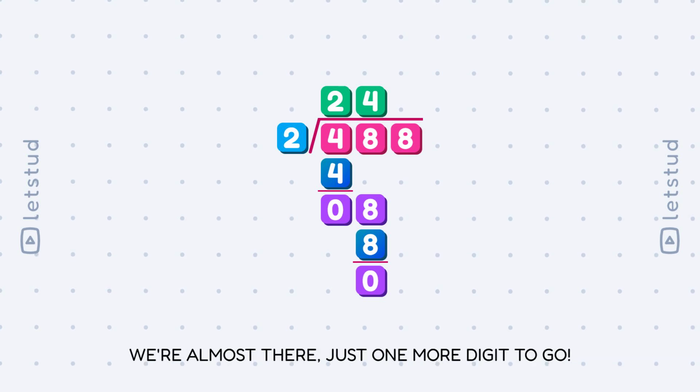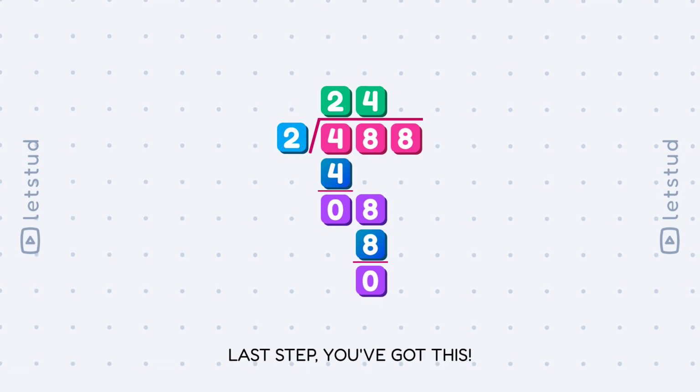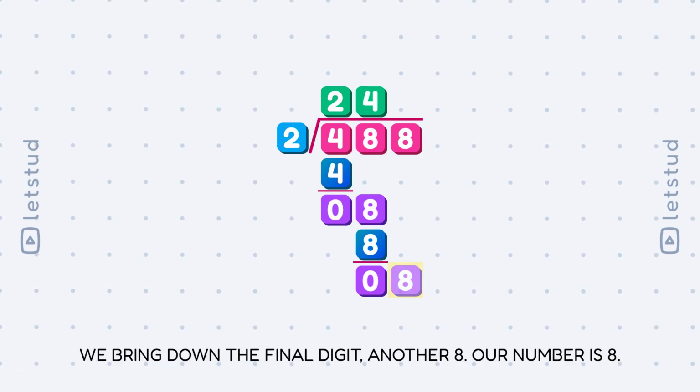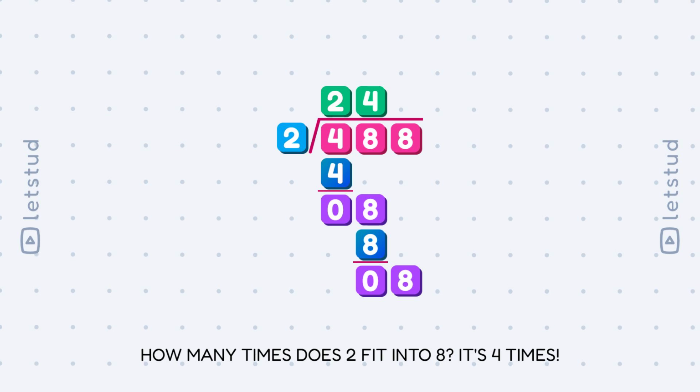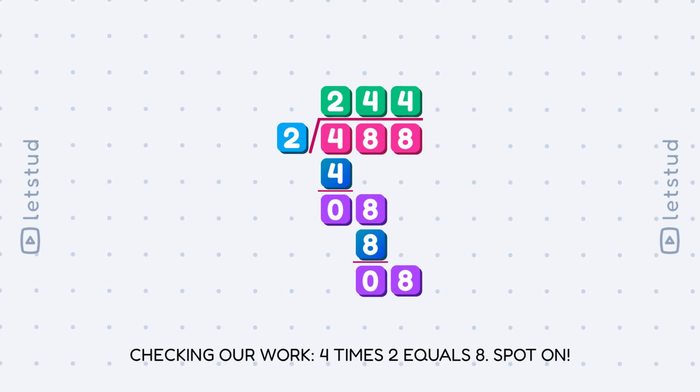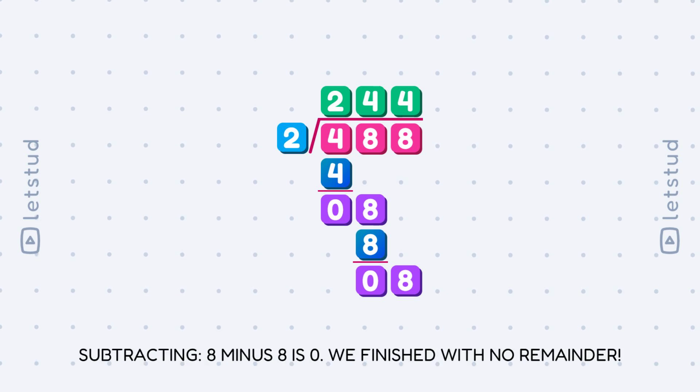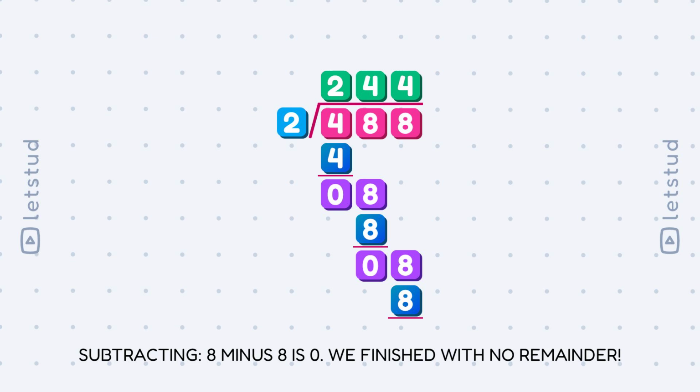We're almost there, just one more digit to go. Last step, you've got this. We bring down the final digit, another 8. Our number is 8. How many times does 2 fit into 8? It's 4 times. Checking our work, 4 times 2 equals 8, spot on. Subtracting, 8 minus 8 is 0. We finished with no remainder.